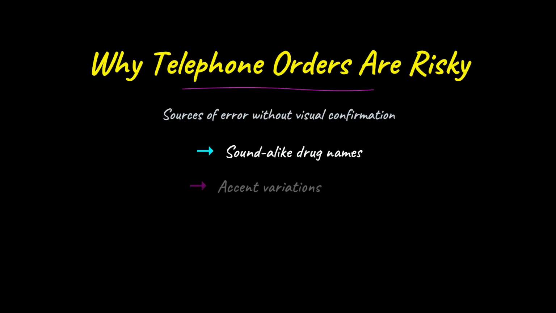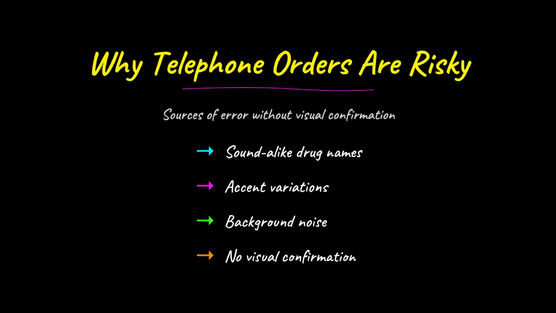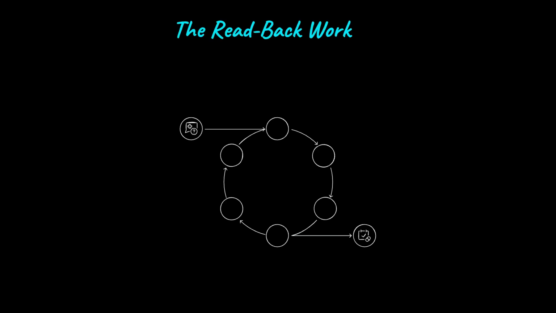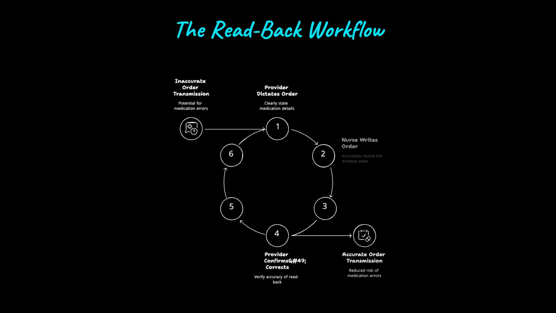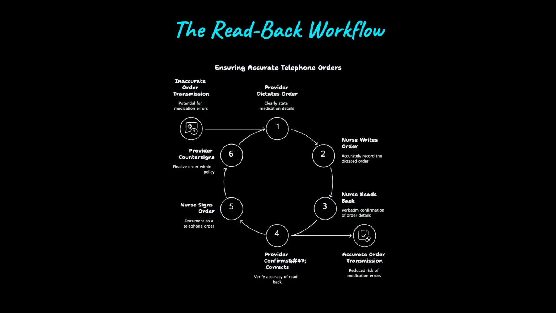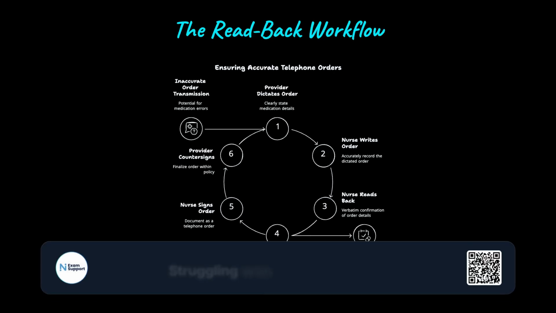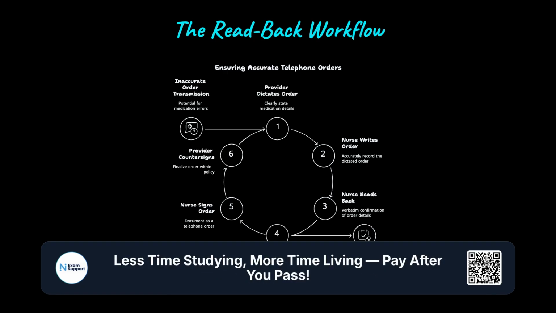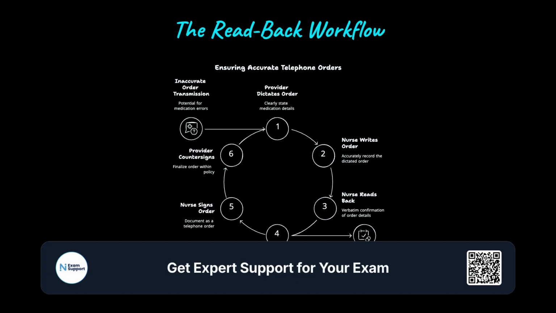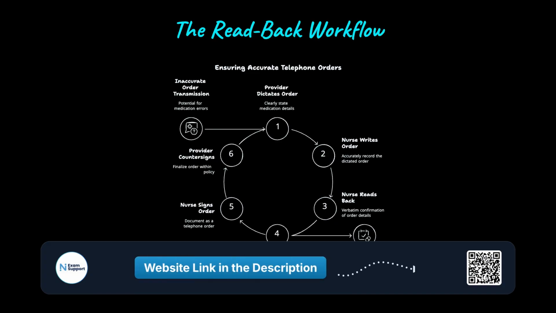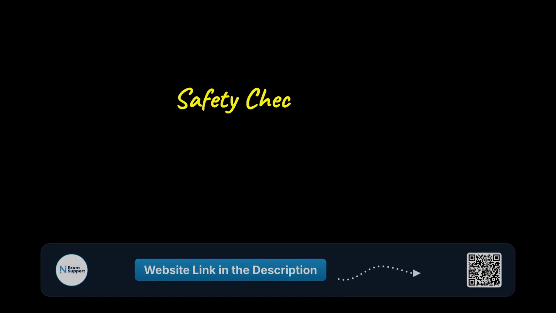Errors like sound-alike drug names, accents, background noise, and the lack of visual confirmation make these orders especially dangerous, risking wrong drug, wrong dose, or wrong route. The nurse listens, writes the order down, and reads it back verbatim, including drug name, dose, route, and frequency. The provider confirms, the nurse signs and dates it as a telephone order, and the provider countersigns later.